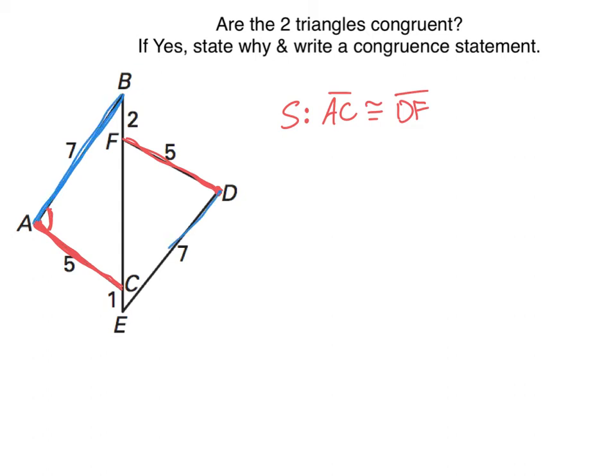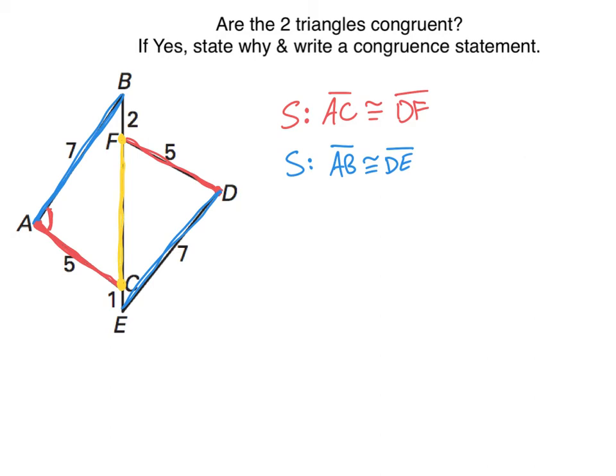I now have from A to B is 7, so AB, and from D to E is 7, so DE. So segment AB is congruent to segment DE. And then on the third side, from F to C, that distance is identical because it's the same distance in both triangles.